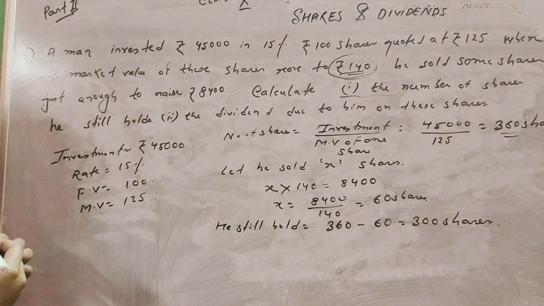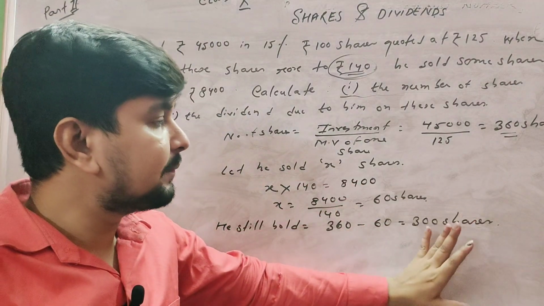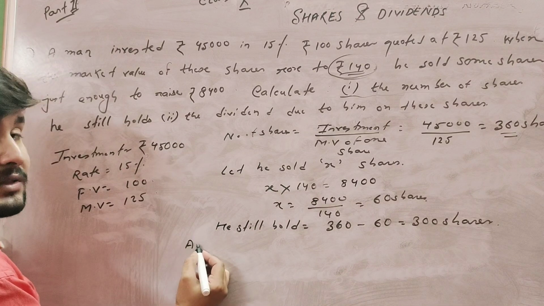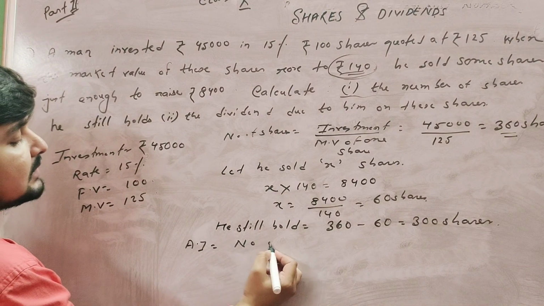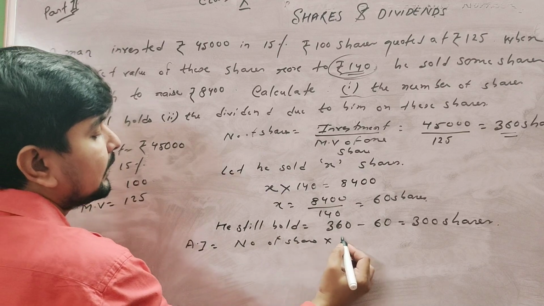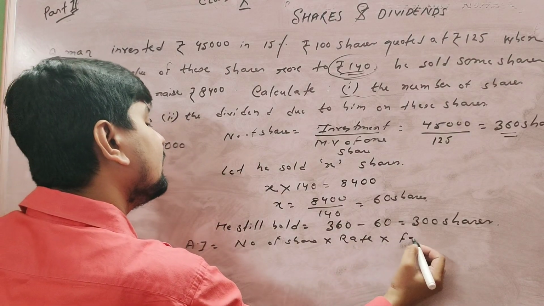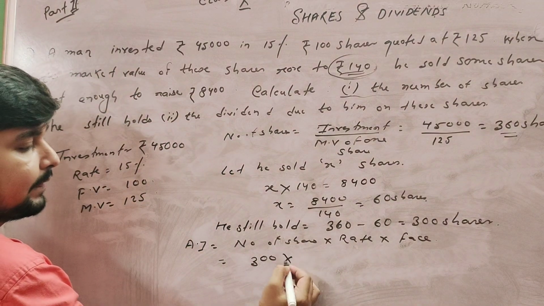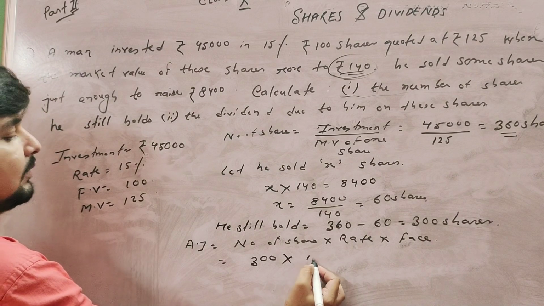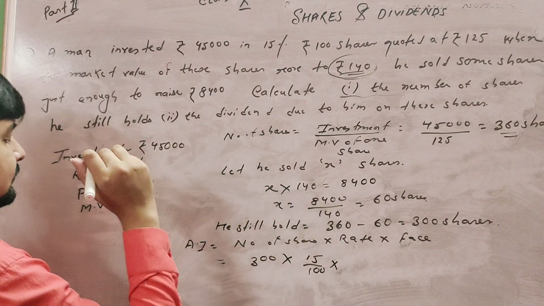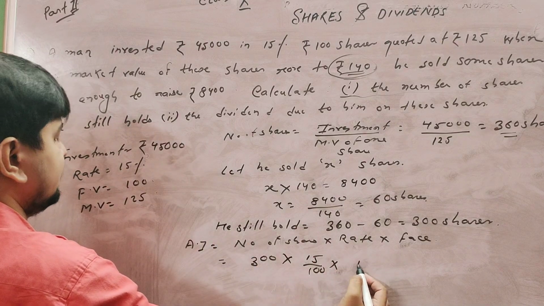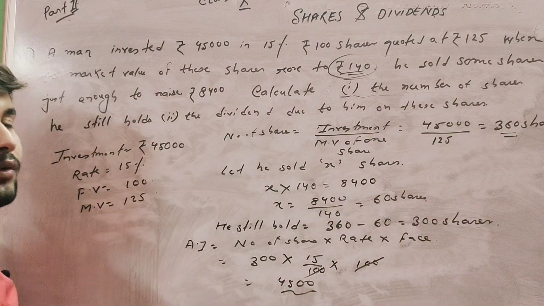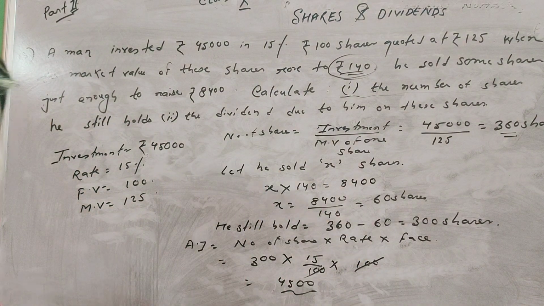Done. Next, the dividend due to him on these shares, that means calculate the dividend on these shares. These shares means 300 shares. Dividend means annual income. The formula of annual income is number of shares into rate of dividend into face value. So number of shares he has is 300, rate is 15% and face value is 100. So he gets 4500 as his annual income.